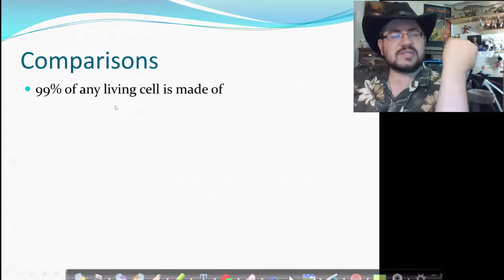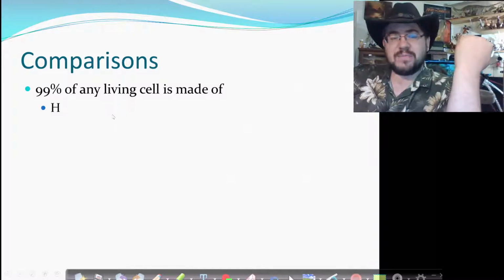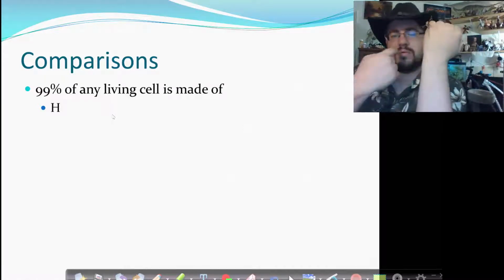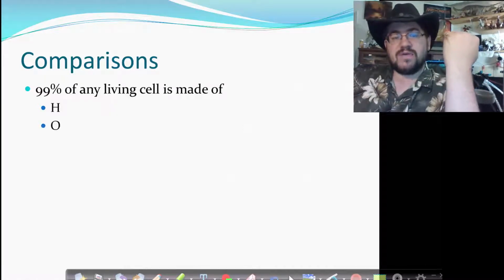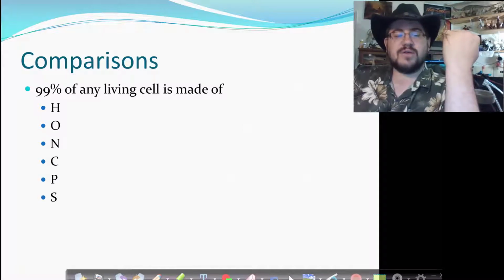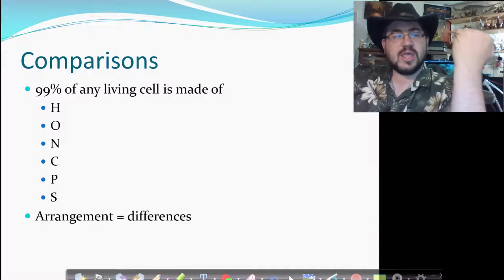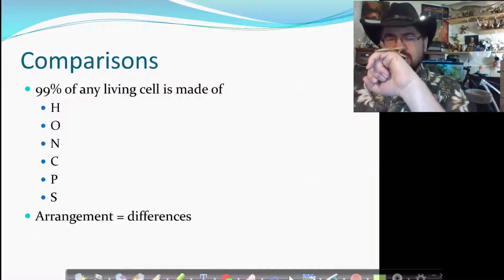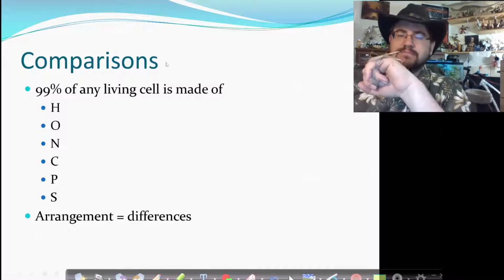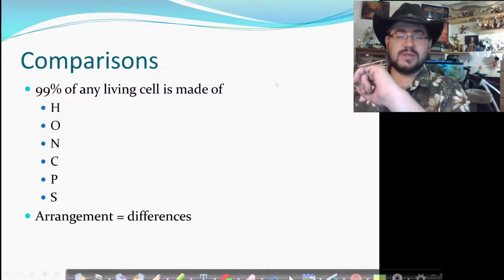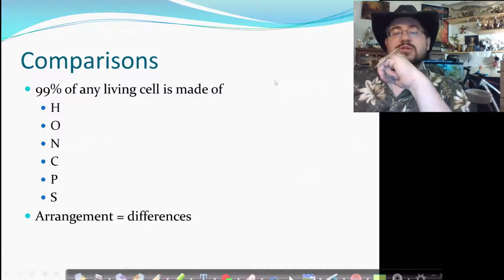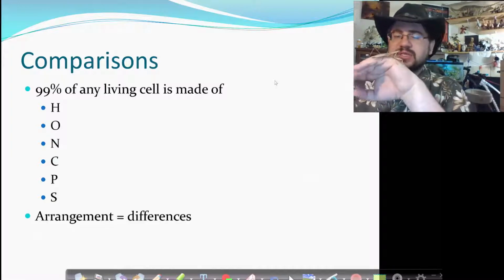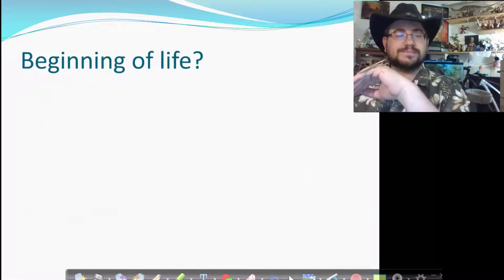So 99% of any living cell of any type of living organism, whether it's my friend here or me, is made of hydrogen, oxygen, nitrogen, carbon, phosphorus, and sulfur. And it's just the arrangement of our carbon compounds that determines what we become. So that's pretty sweet. And that's one of the reasons why organic chemistry is so awesome. Just differences in the chains produce differences in the cell or the organism.